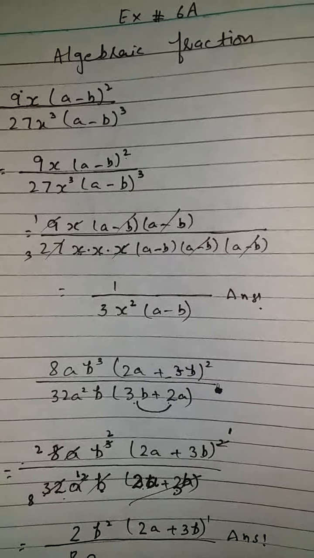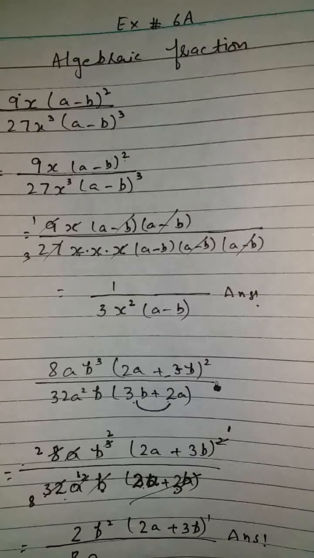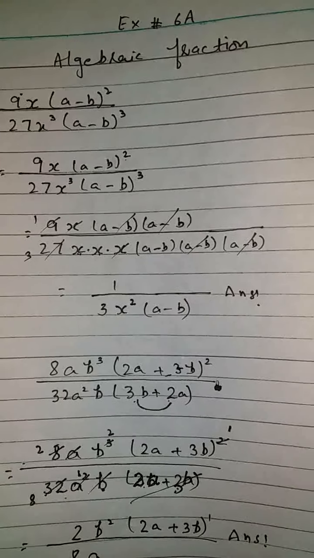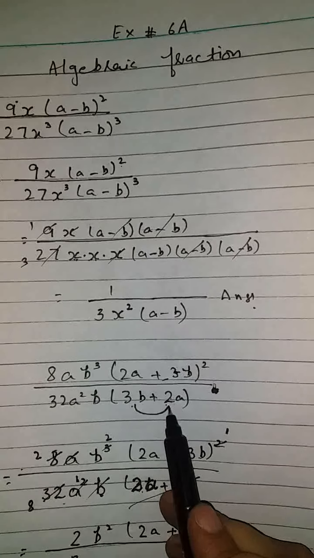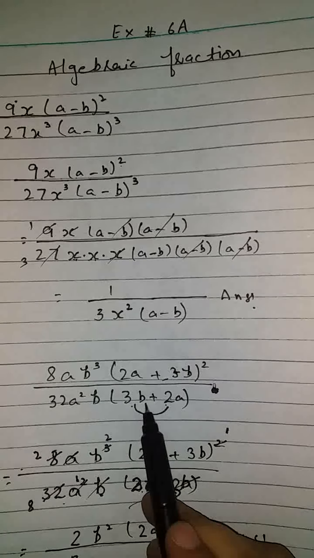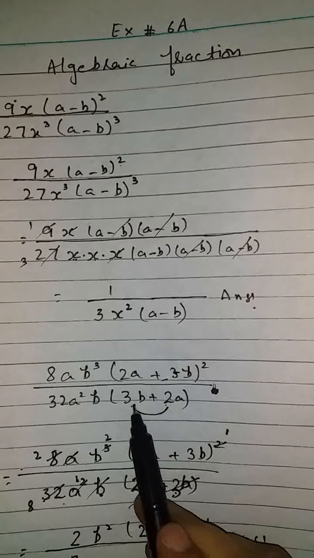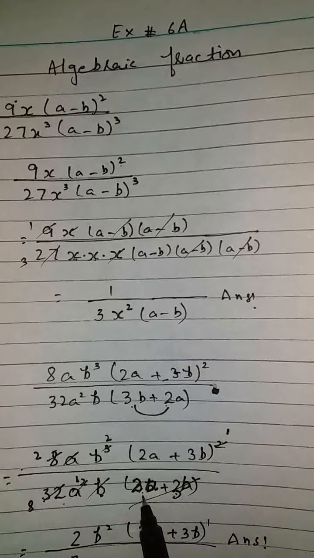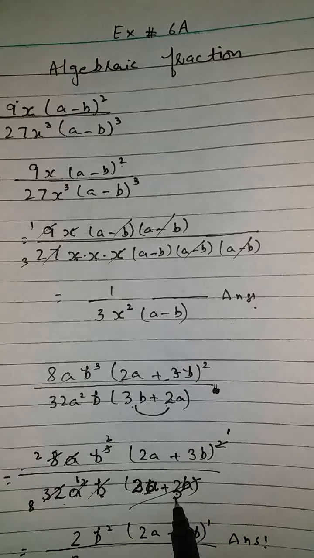Got it? When we cancel these values, to replace this value, 2a converts into 3b and 3b converts into 2a, just like this. Got it? Because we cancel these values.